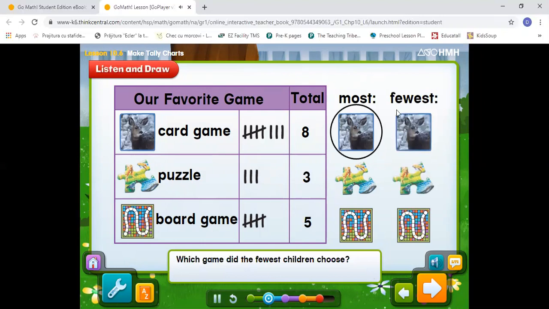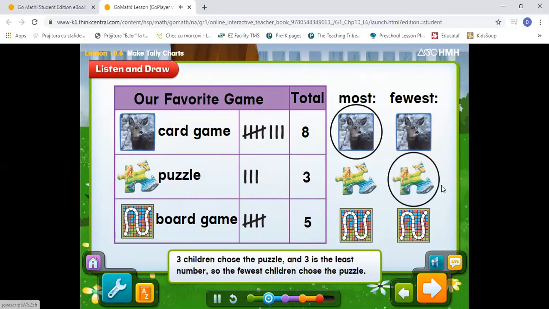Which game did the fewest children choose? Fewest, remember, means the smallest number. Yes, so let's see the smallest number between 8, 3, and 5. Which is it? Yes, it's 3, the puzzle. 3 children chose the puzzle, and 3 is the least number, so the fewest children chose the puzzle. Well done. I hope you also answered well.